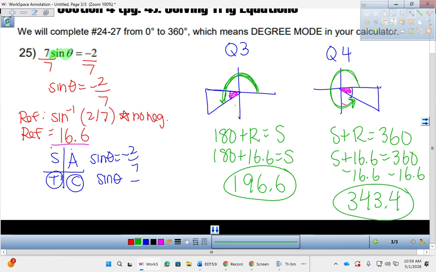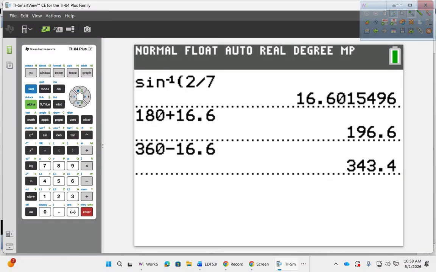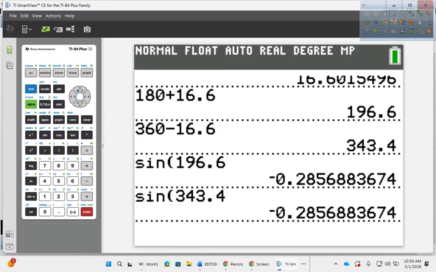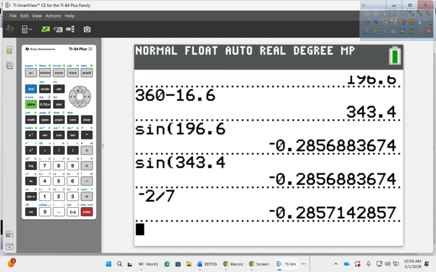You can check them. You can plug both of those back in right here and see if you get negative 2/7. So I'm going to do a sine of 196.6 and a sine of 343.4. It's not perfect, but it's pretty close to that same decimal. That's just a check.